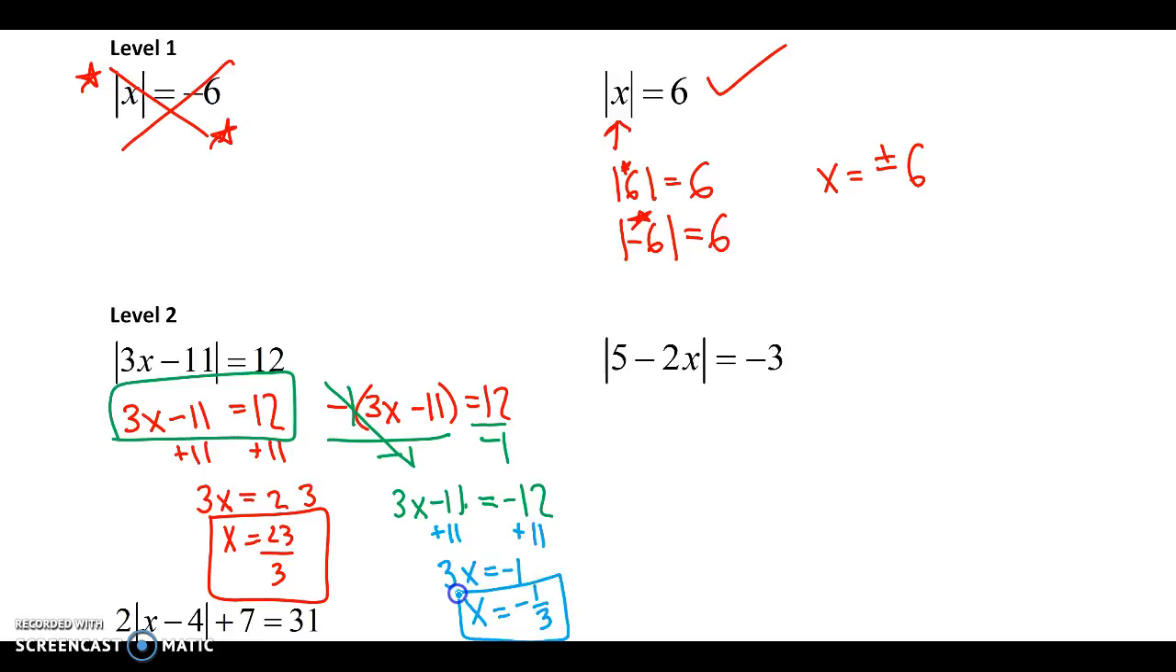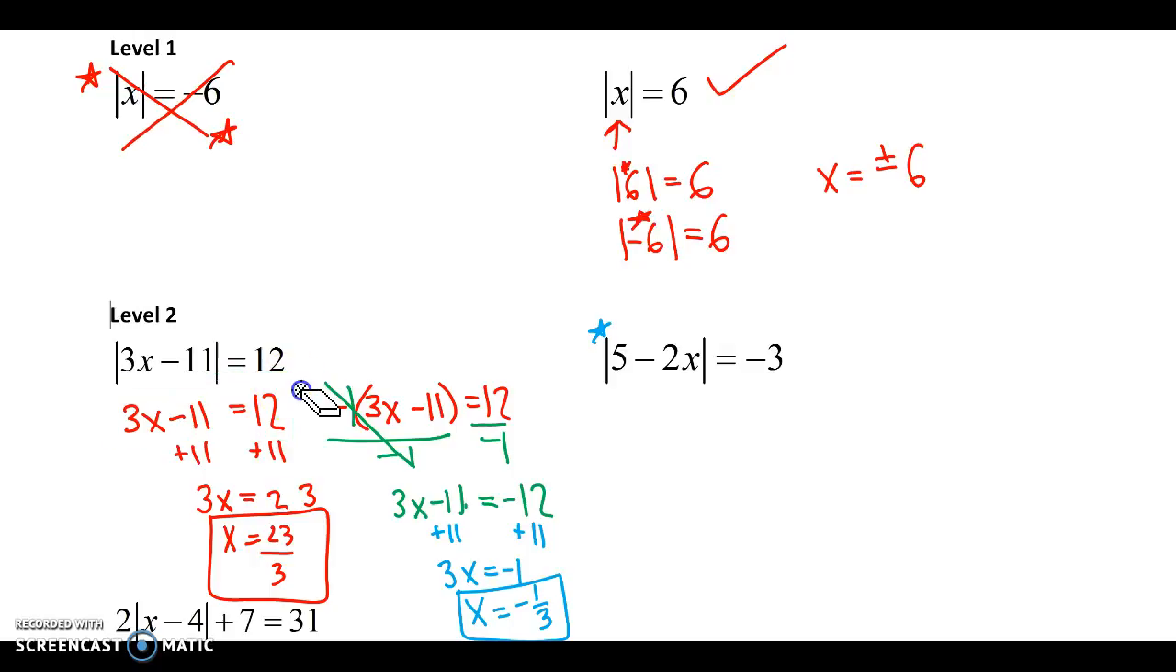Again, the extraneous solutions, you're always going to want to check for by plugging back in. So if I plug in 23/3 here, 23/3 times 3 over 1 is just going to give you 23. 23 minus 11 is 12. The absolute value of 12 is 12, so that works. And if you plug in -1/3, it's going to work as well. You can test that on your own. I'm going to leave this one for you guys to try on your own.